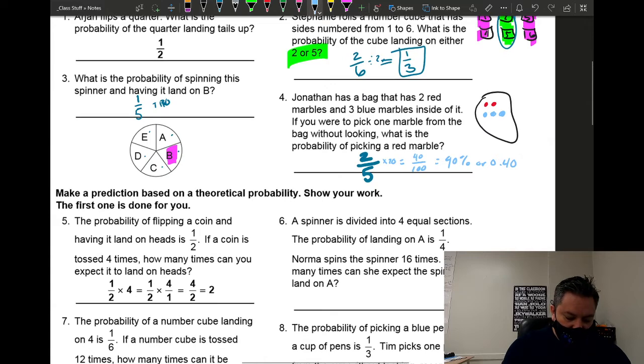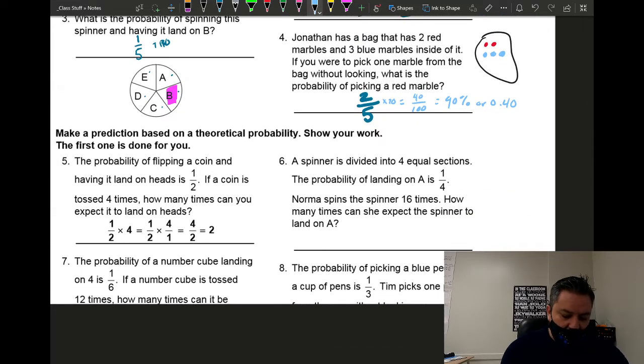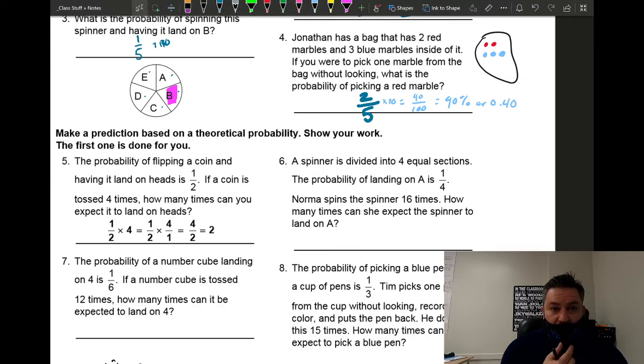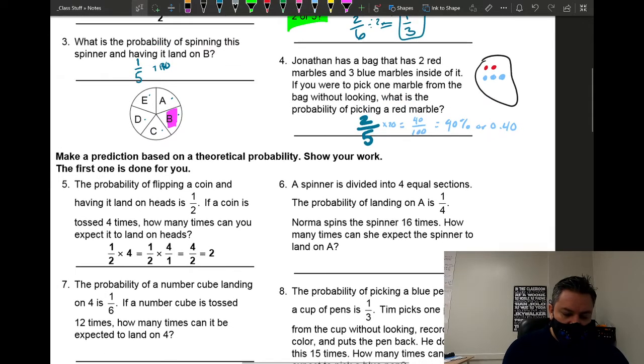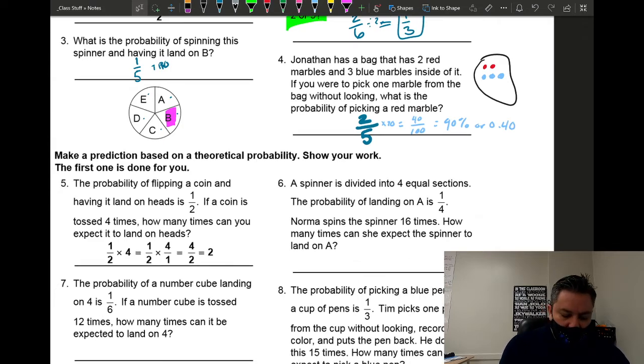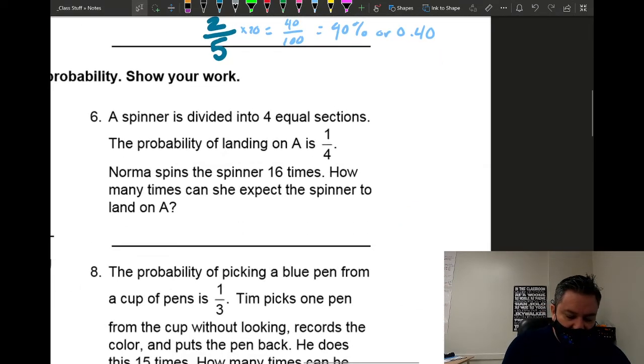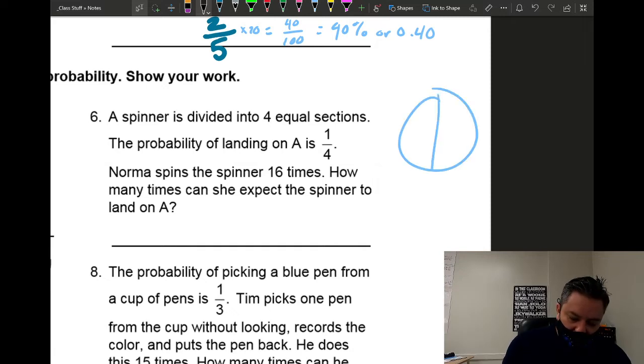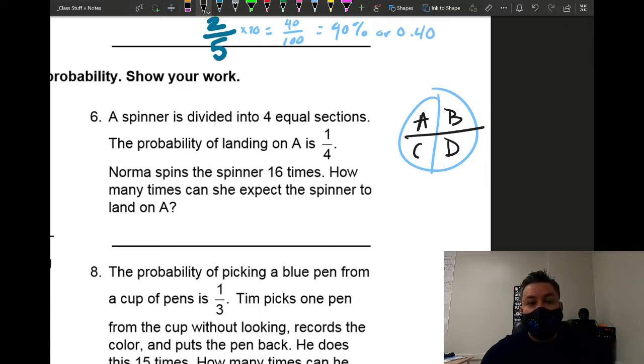Now, let's see. Number 6. Now we're going to make predictions on 6, 7, 8, and the one that I wrote. On the first ones, we just found the regular probability. Number 6, a spinner is divided into 4 equal sections. Go ahead and draw it. The probability of landing on A is 1/4. So apparently they have A, B, C, and D. They already gave you the probability, so you do not have to find it.